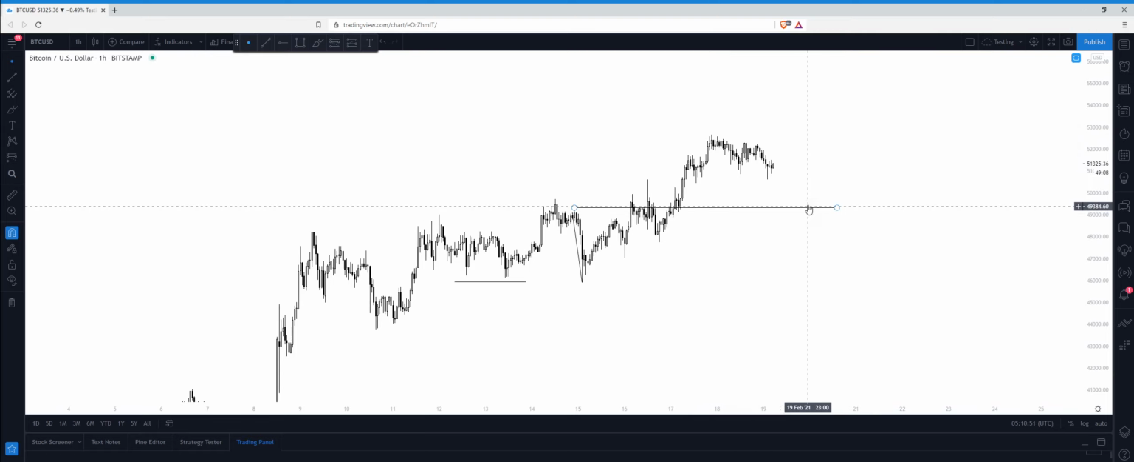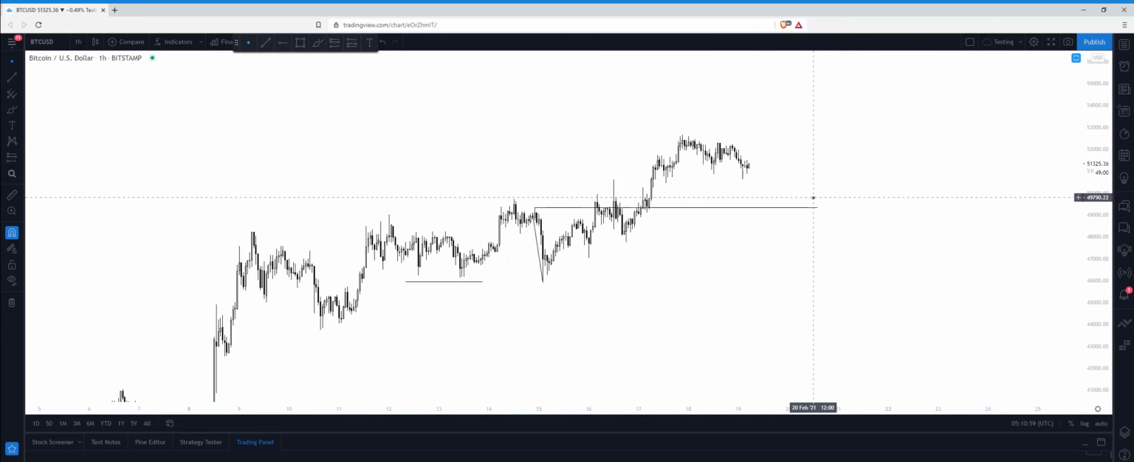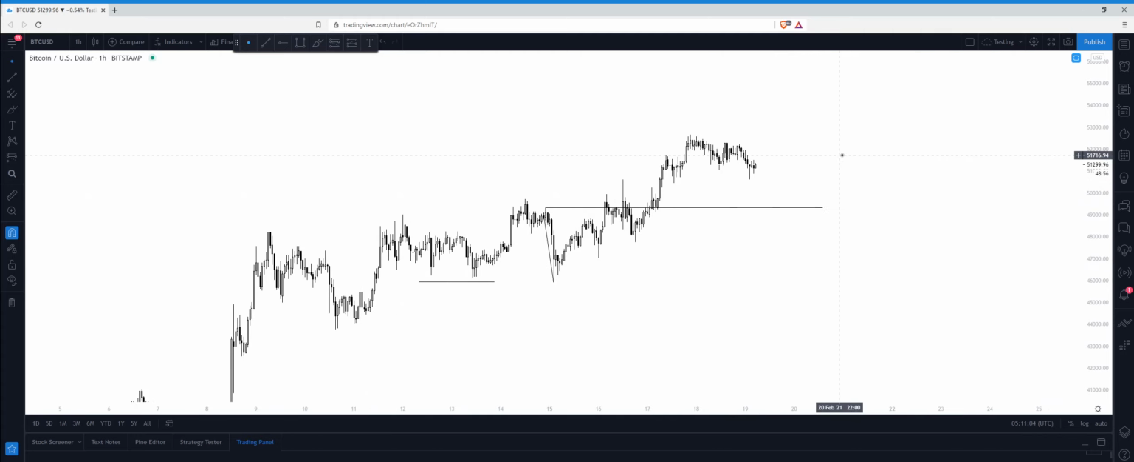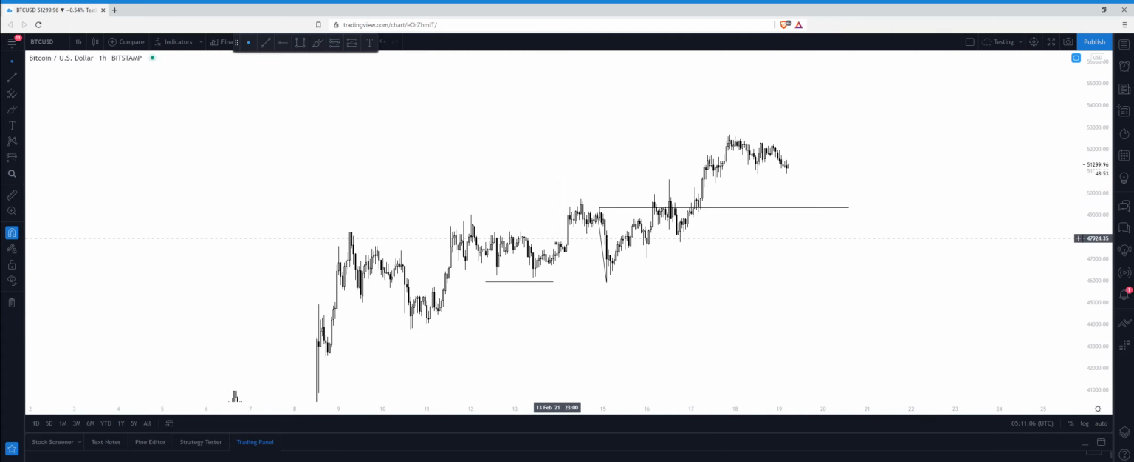Okay, mitigation. Now, here's where the nuances come into play, right? I won't be buying this level. I won't have limit buy orders sitting here. That's not how you trade the strategy. However, what I'm teaching you today is to be able to pick up on the manipulation, then the sponsorship, and then the mitigation.